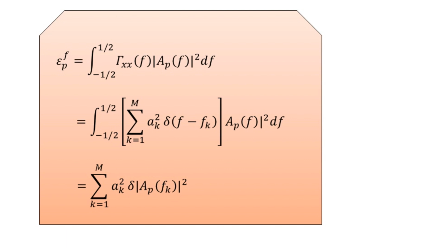So here, by selecting capital M of the p zeros of the prediction error filter, here it is a forward prediction error filter, to coincide with the frequencies denoted by f suffix k, the minimum mean square error can be forced to the value of 0. Hence we call this the minimum phase property of the forward prediction error filter here.